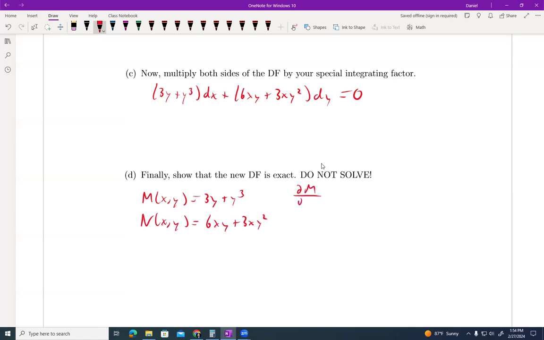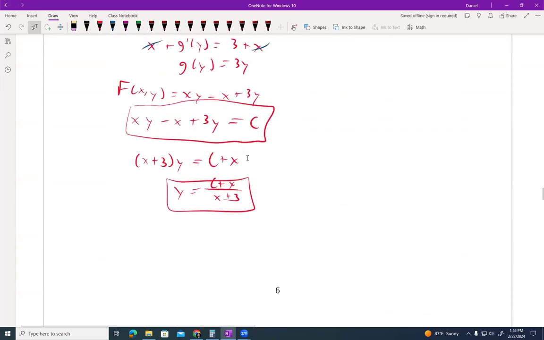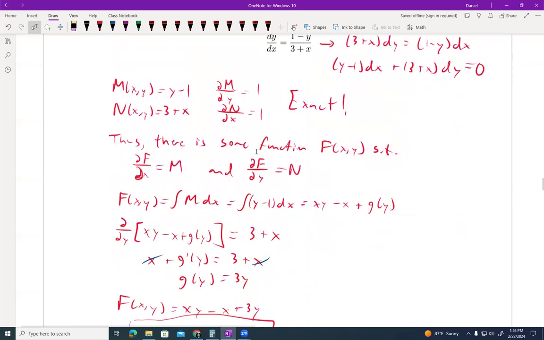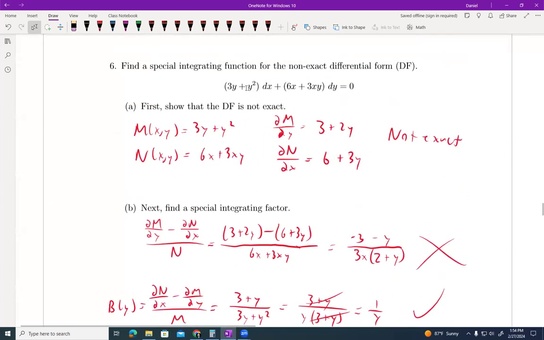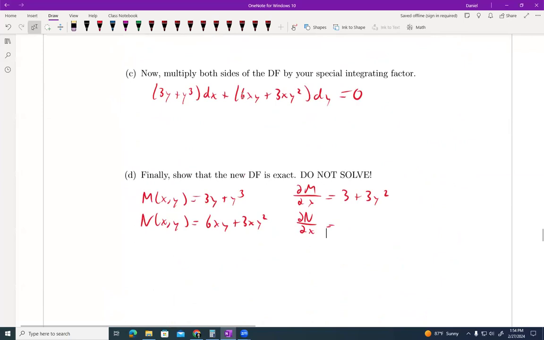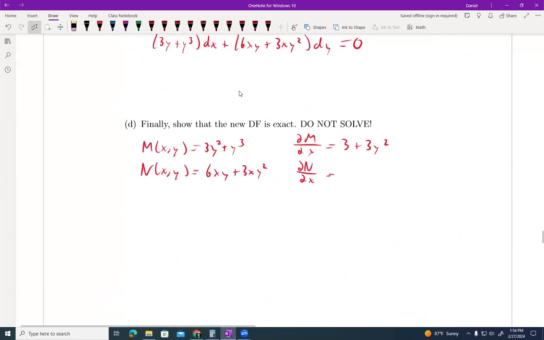My dM/dy is going to be equal to 3 plus 3y squared, right? And my dN/dx is going to be equal to, I think I might have done something wrong here. Let me make sure here. So I multiply by y, I get 3y squared. Ah, okay, gotcha. Sorry, this is a 3y squared here. So when I take the derivative, I should get 6y. My mistake. Okay, and then over here, when I take the derivative with respect to x, I'm going to get a 6x plus, take the derivative with respect to x here, I get a 3y squared.